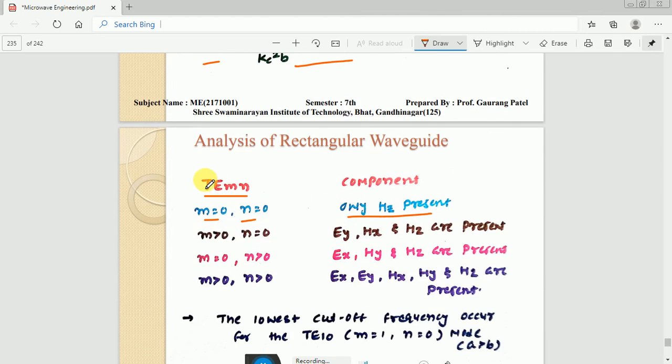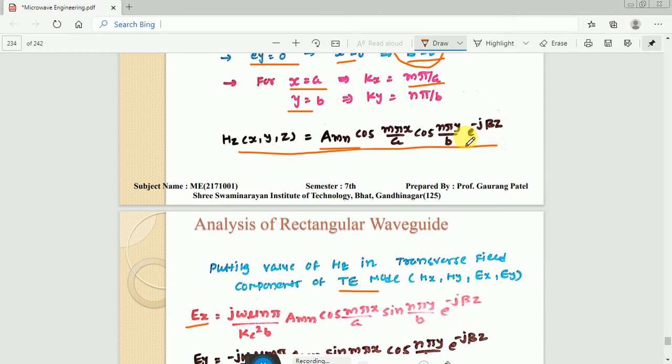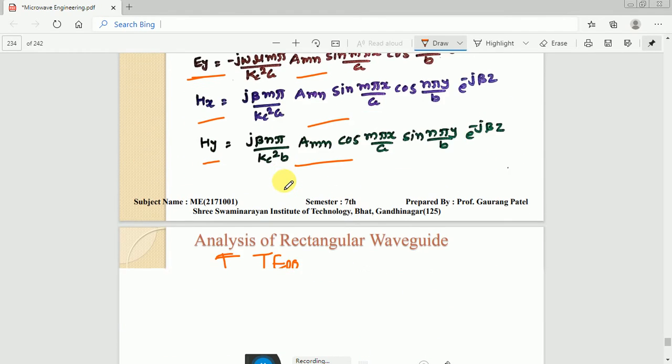मतलब if you consider the mode that is TE00, that is m is equal to 0, n is equal to 0, then only Sz will be present. मतलब ये Sz ही सिर्फ present होगा, बाकी सब 0 हो जाएगा.